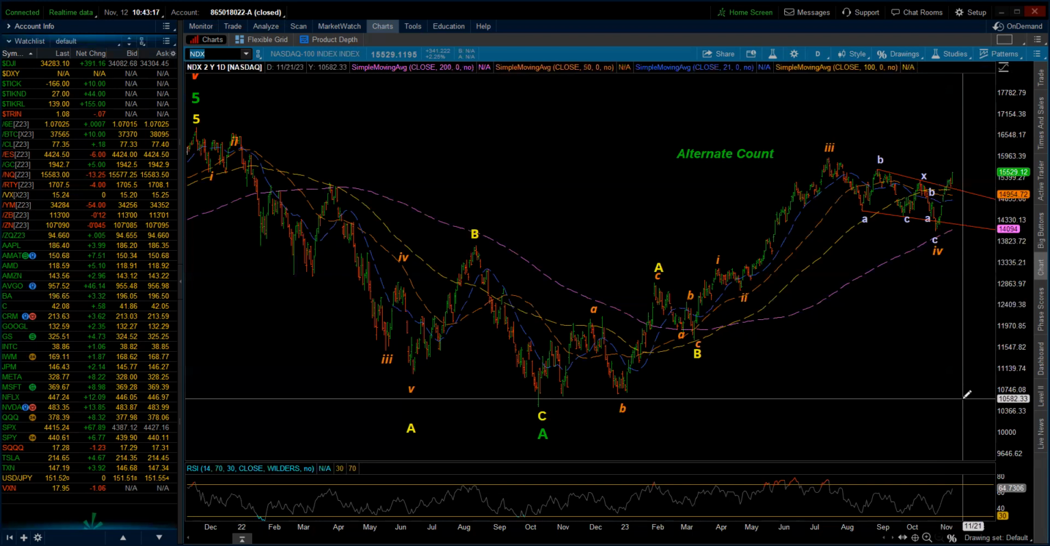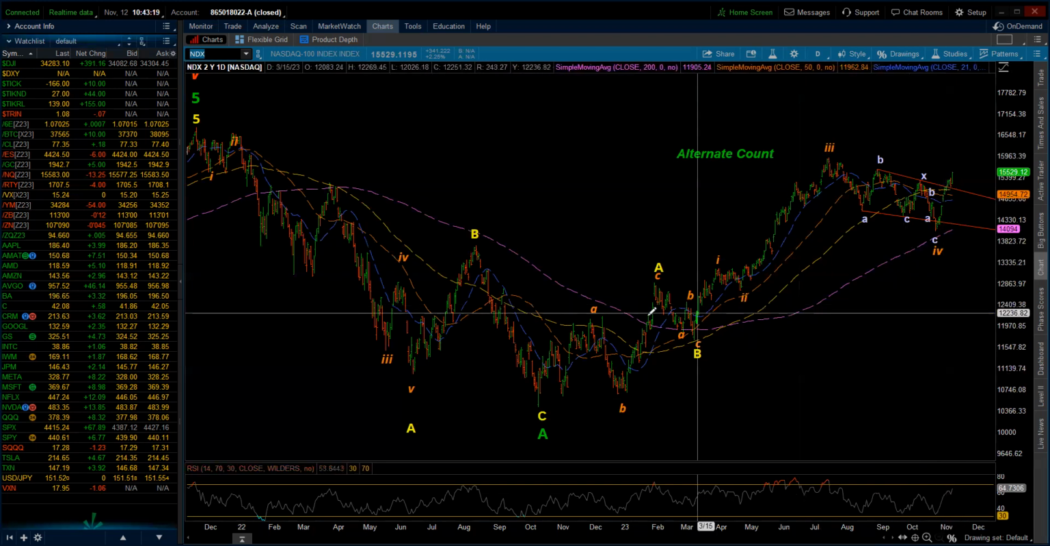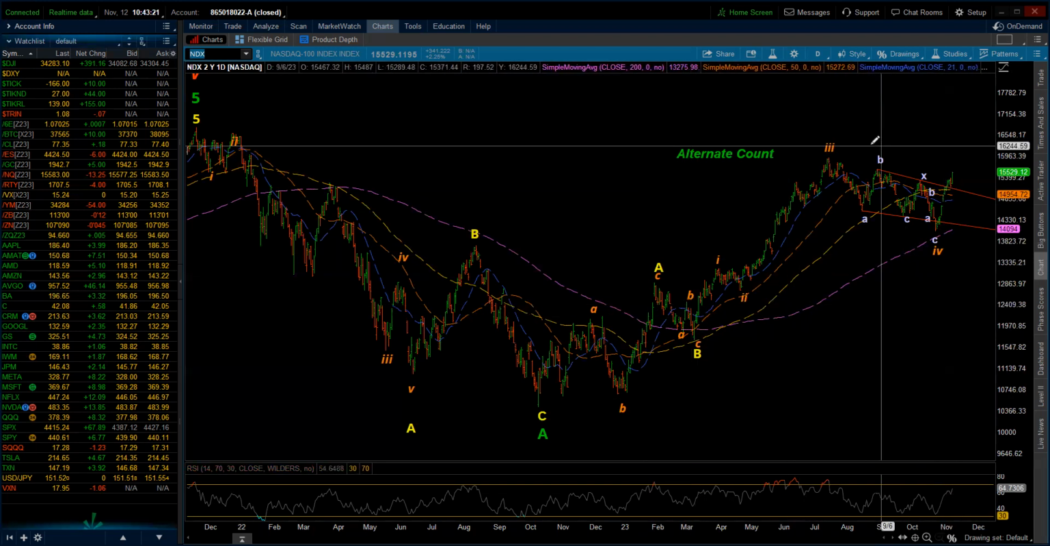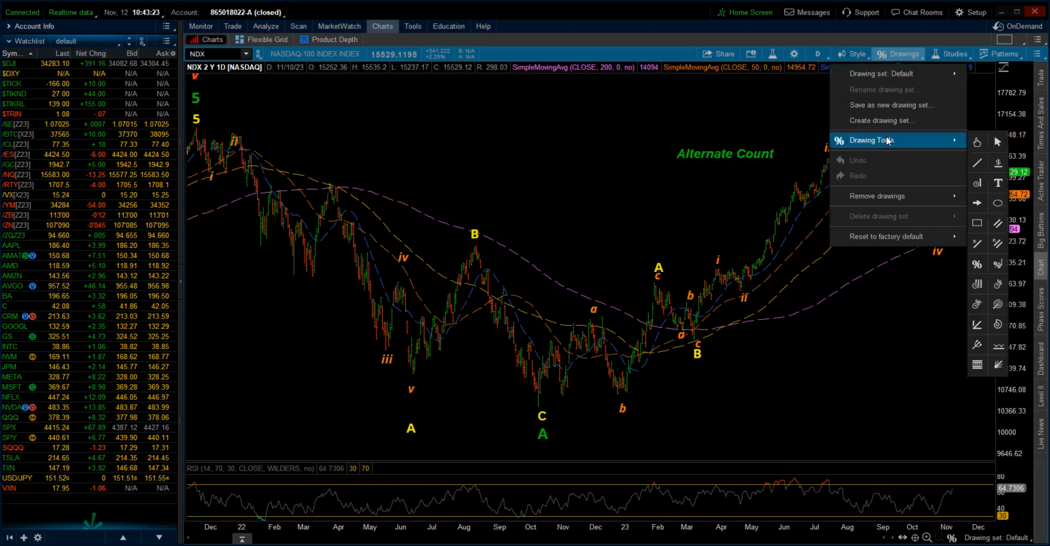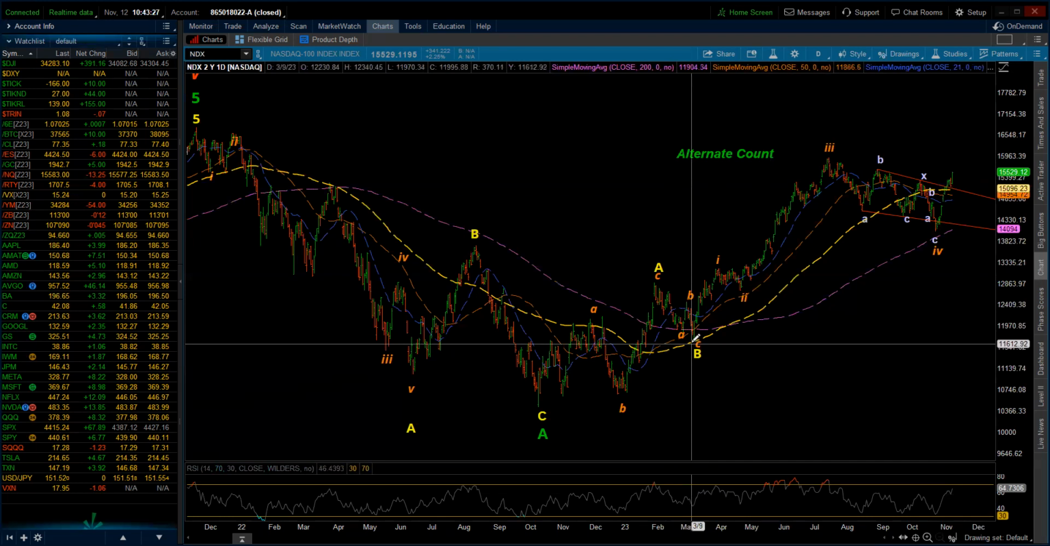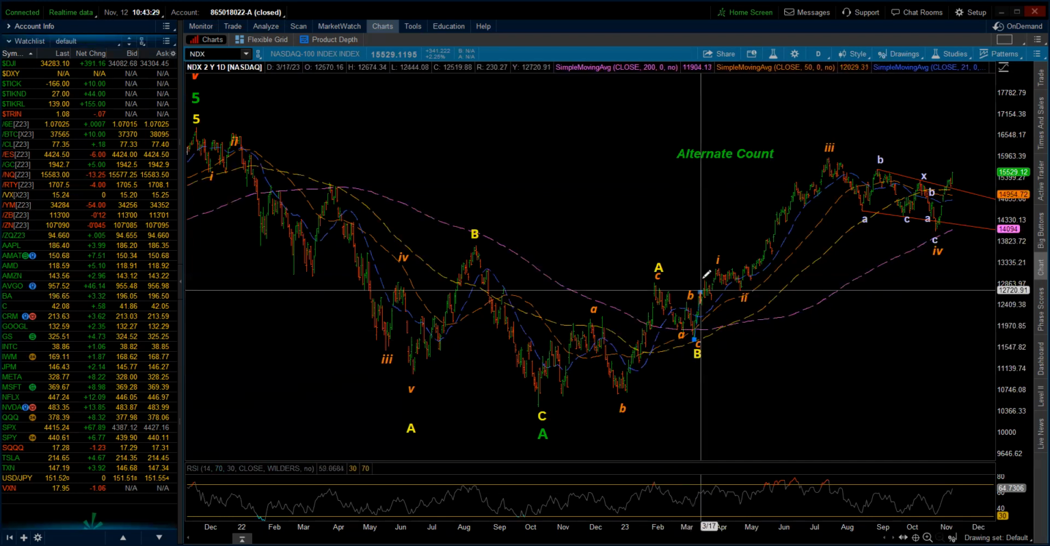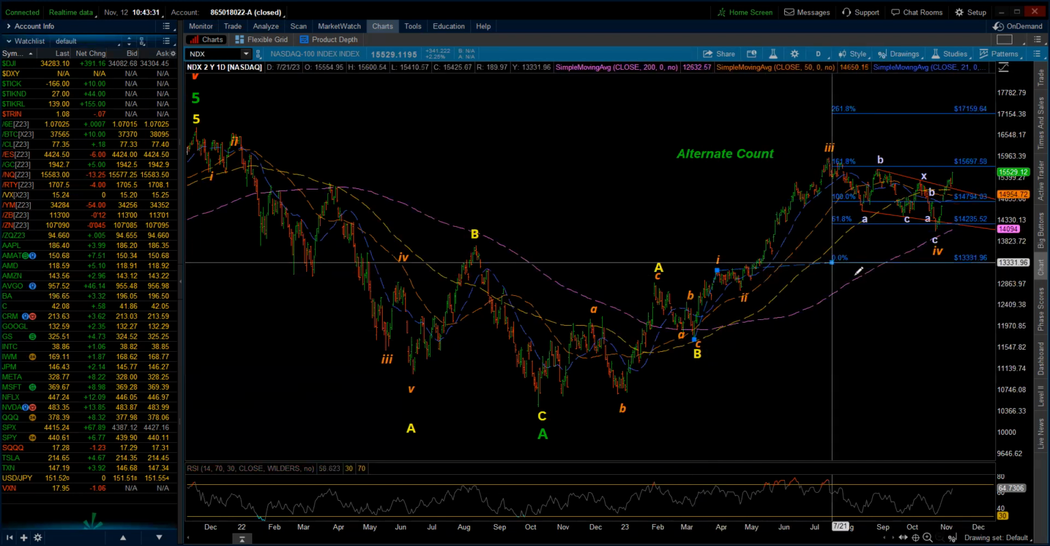So what would we consider then for a wave? We're going to look first at what our upside potential is for this move.